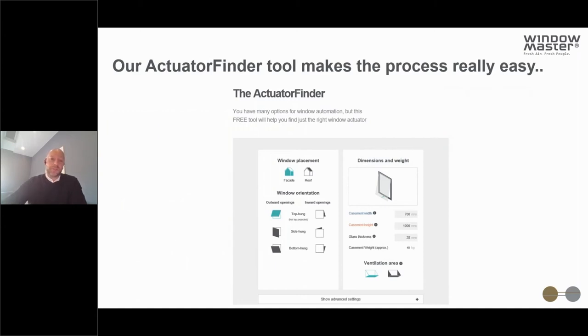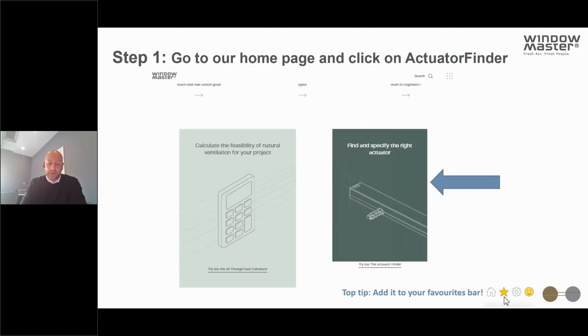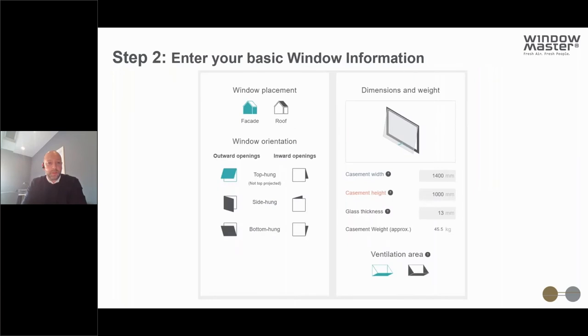So our actuator finder tool, some of you may have seen it, is available on our website, and it makes the process really easy and gives you some really useful information as well. So just a few simple steps will help you get free area calculations and take a look at the actuators that are the right ones for your application. So go to our homepage and you'll find there our actuator finder. Click on the actuator finder. We find a lot of people are adding it to the favorites bar because it's a really useful go-to tool.